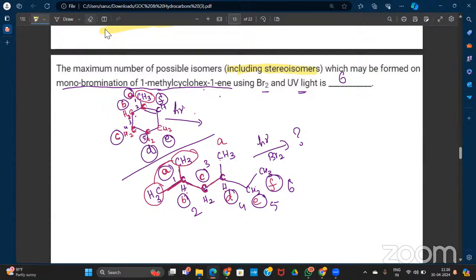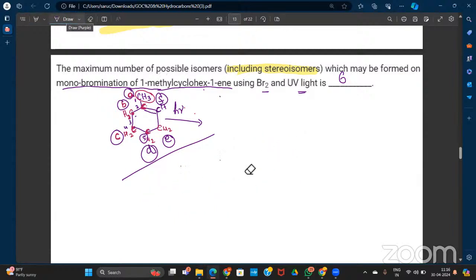So now we will get the product and therefore say whether it has a stereoisomer or not. So when it has a chiral center, it will have the stereoisomer. Okay, so now I'll write the product. In environment A, one hydrogen will be replaced with bromine. So you'll be getting CH2Br. The remaining you're going to take. So this is one product.